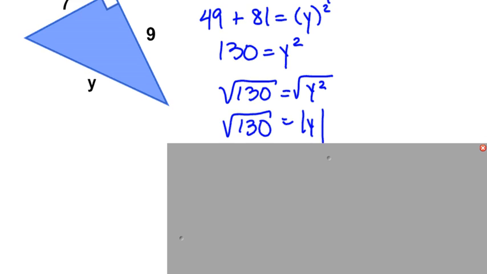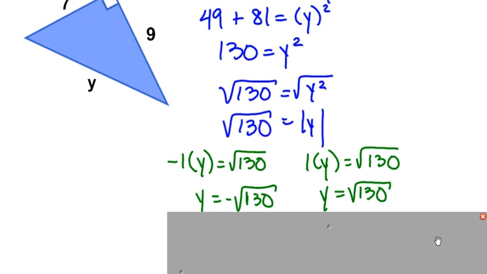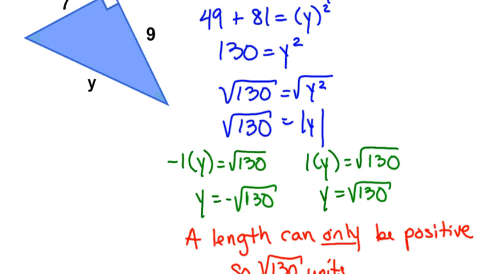Again, go left and right your distance of 0 and see what applies to your triangle. We can't have a negative side length, so our side length here is going to be the square root of 130 units.